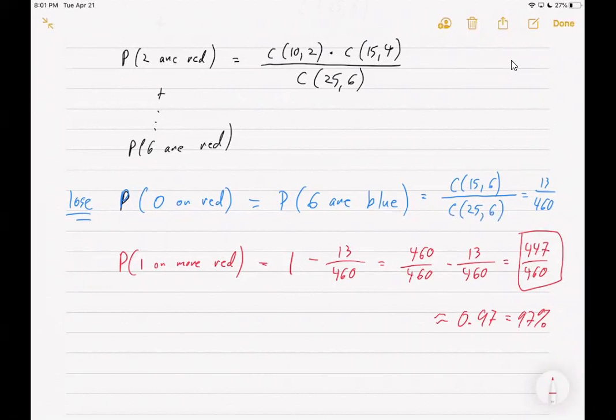So the moral of the story is it would be very difficult to think of all of the winning combinations, but it's pretty quick to figure out the losing combination. So if we can figure out the chances of losing, we can subtract that from 1 to determine what our chance of success is.